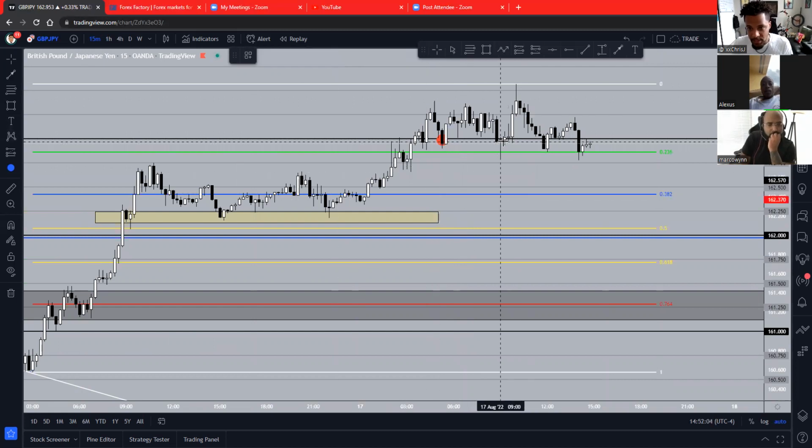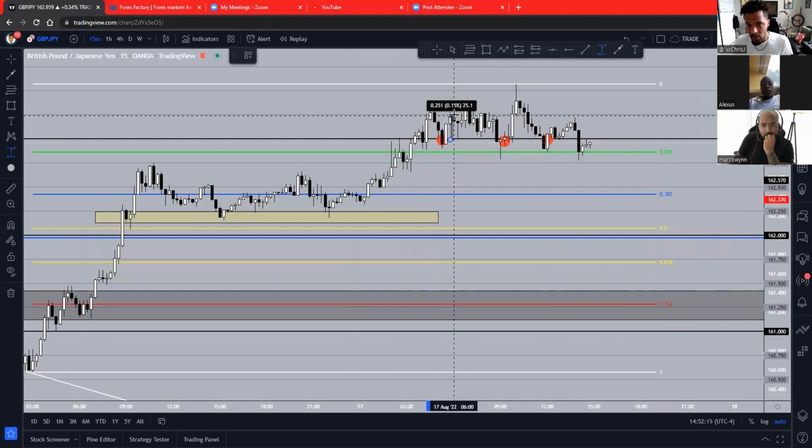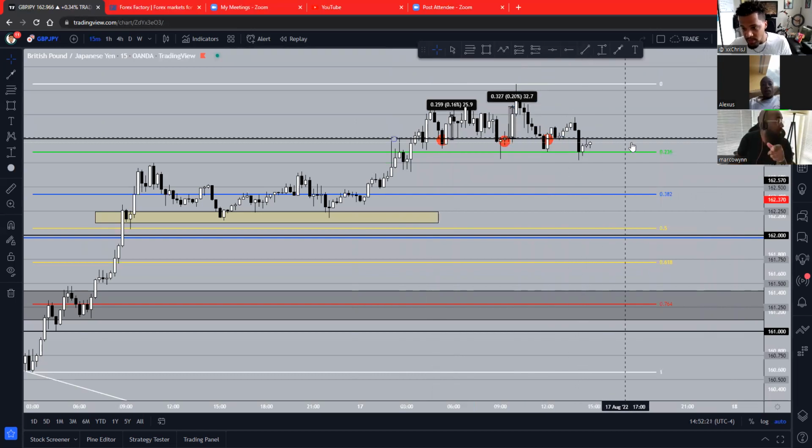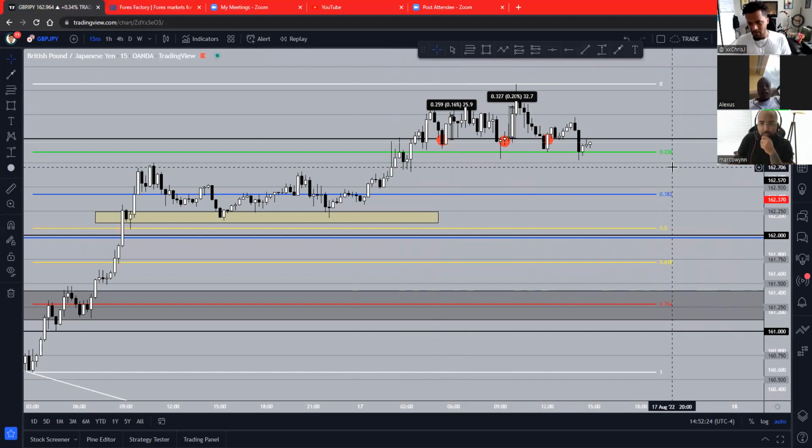We got a rejection here, rejection here. These are all entries I could have been very impulsive about and just took. And of course you can make money. What is that, 25 pips each time? Because my main support and resistance levels are these quarter points, like these major quarter points, 163, 162, 161.